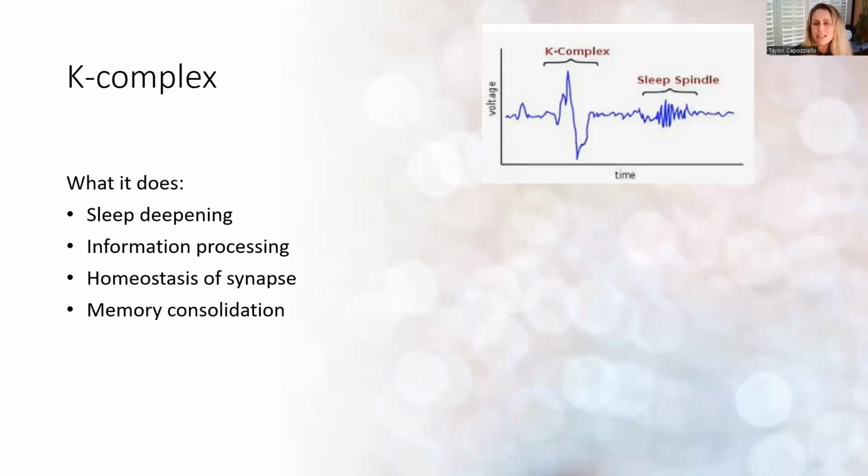K complex is responsible for sleep deepening, information processing, and homeostasis of synapse and memory consolidation. A K complex is a response to a knock and is comprised of two things. It is an event-related potential, ERP, likely the auditory P100, seen at the vertex, because that's where it's going to come up from, and sleep spindles. And this keeps the person from alerting as they're dropping into stage 2 sleep.